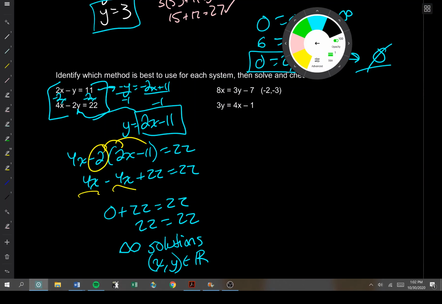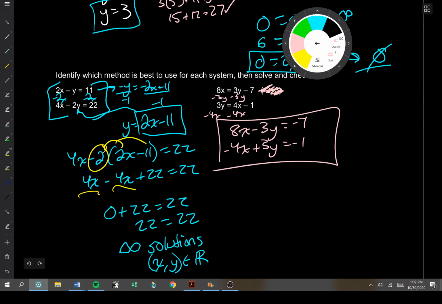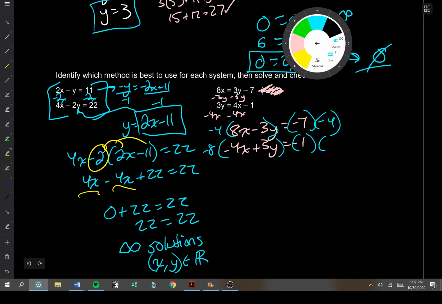So what I'm going to do is get the x's and y's on the same side of the equation. So I'm going to have 8x minus 3y equals -7, and negative 4x plus 3y equals negative 1. What I did is I subtracted 3y from both sides, and I subtracted 4x from both sides. That's how I got this system. Now I could do the top equation by negative 4, and the bottom equation by negative 8, where you switch the sign of this to go down here.